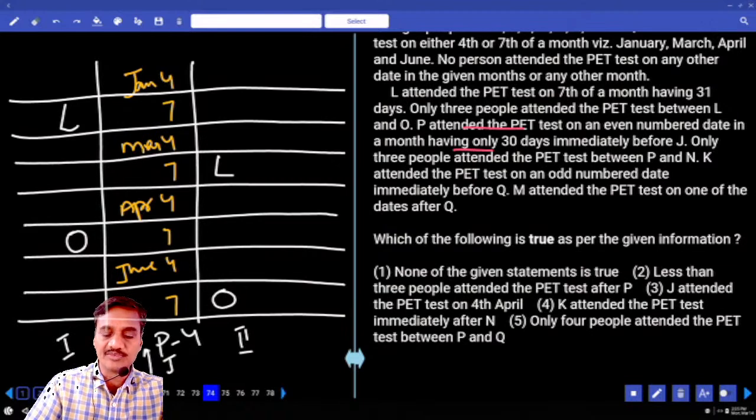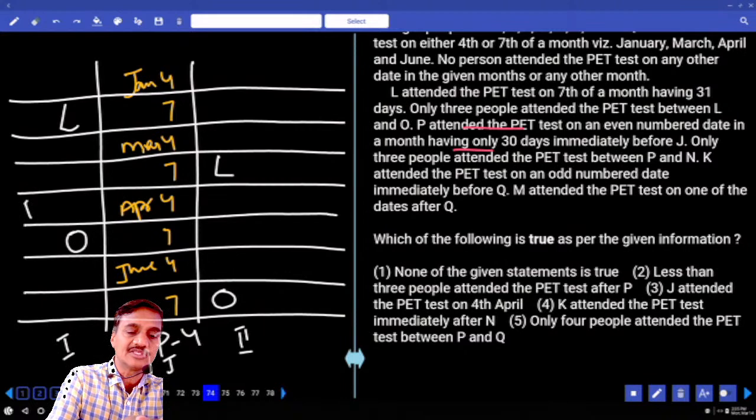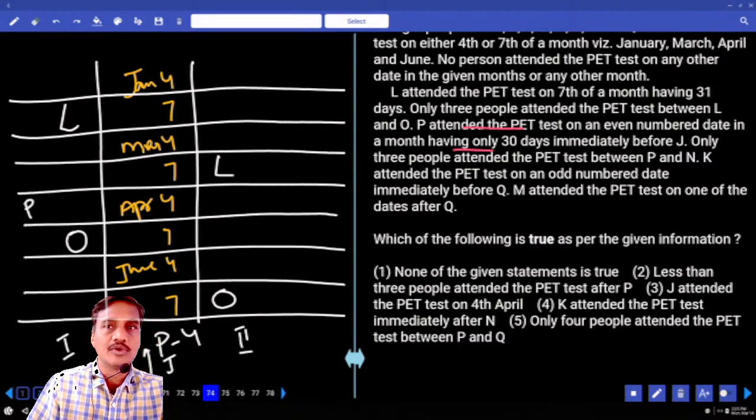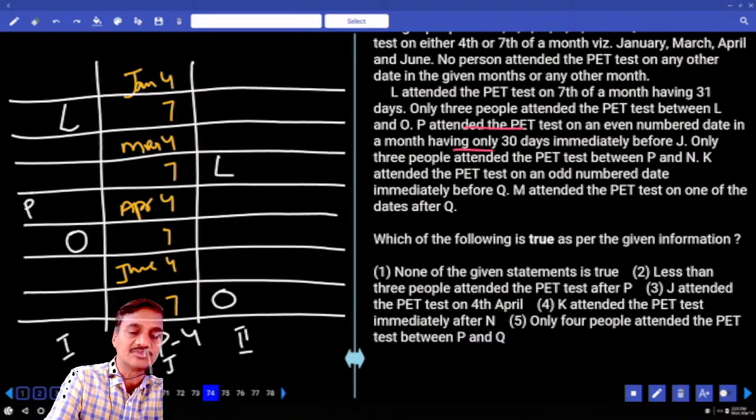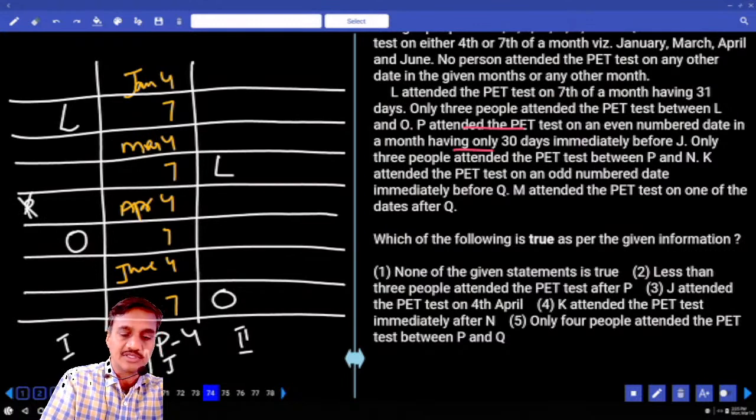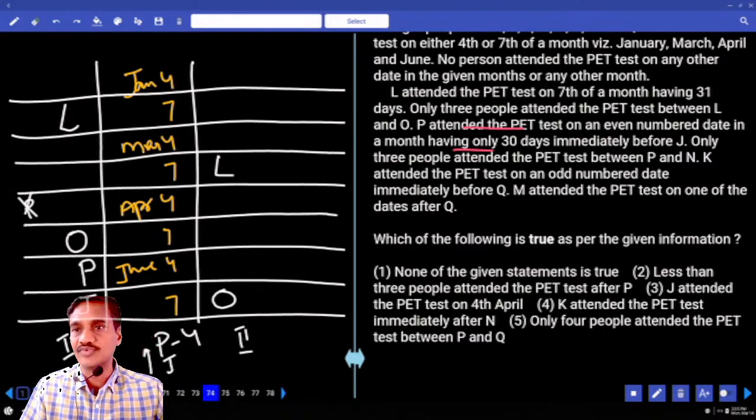Hence that too, it must be in the month which is having 30 days. Can P be at this place? P can be here, April 4? No. If here, then O and J must be in the same place, not possible. Hence where should this be? P must be on June 4th. And if P is on June 4th, J must be on June 7th, first case.